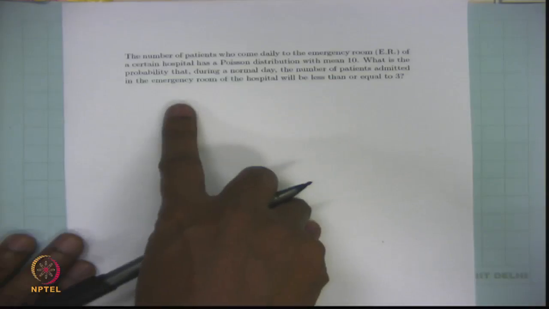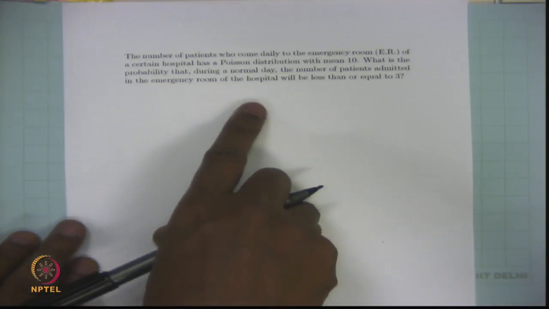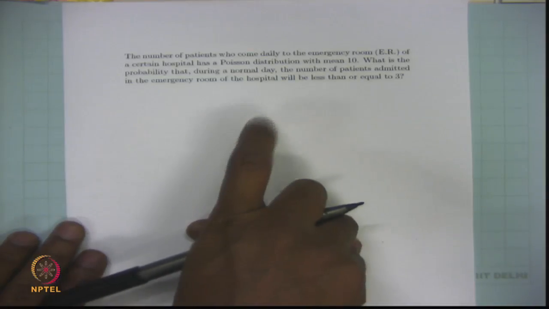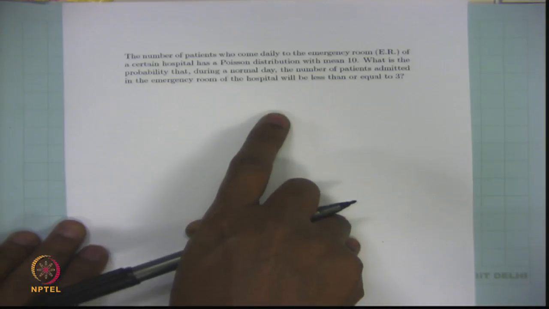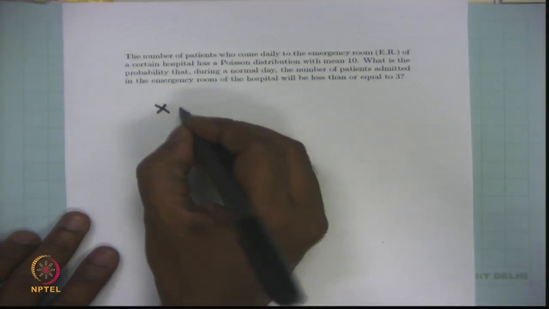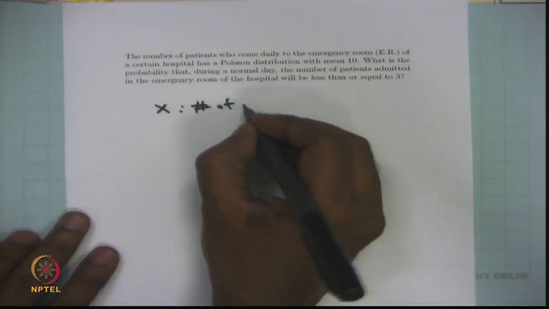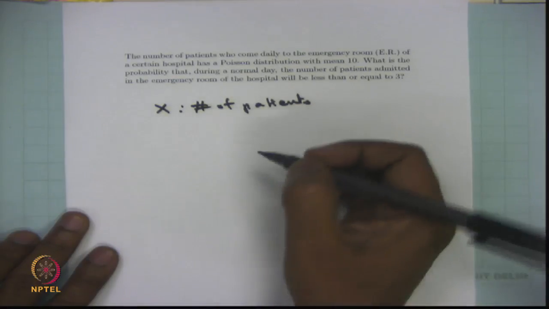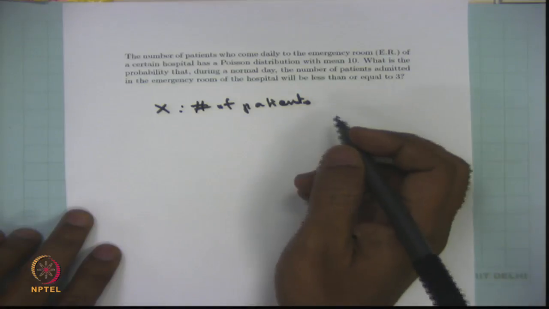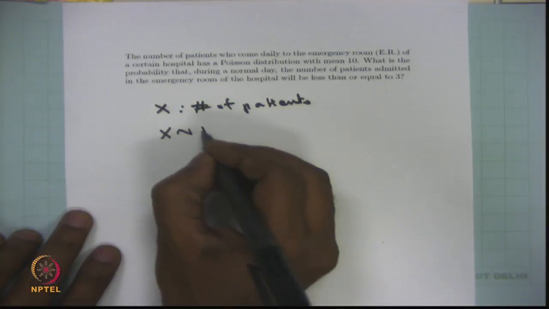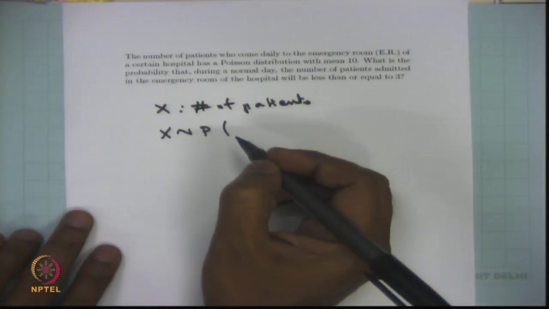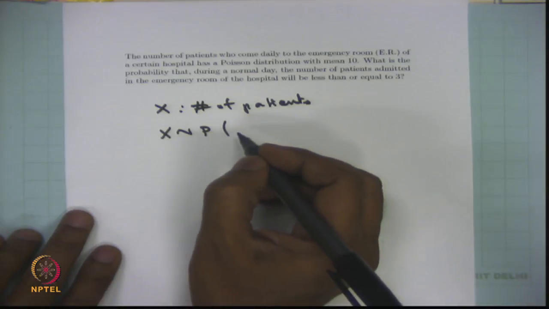So the question is, what is the probability that the number of patients entering into the hospital will be less than or equal to 3? Since the assumption of a Poisson distribution is already made, you can immediately create a random variable X, the number of patients who come daily to the emergency room. Since X follows a Poisson distribution with the mean 10, usually we write the parameter.